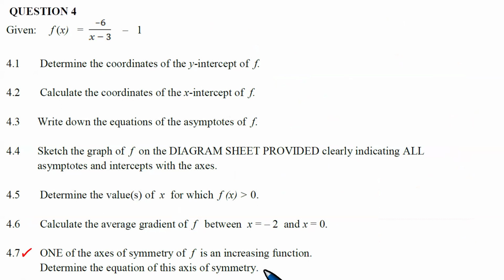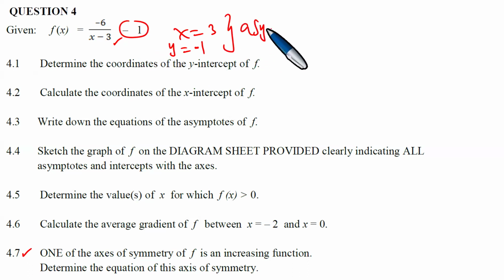So obviously that is something we need to realize. For the axis of symmetry, you have the asymptotes, x equals 3 and y equals -1. These are the asymptotes.